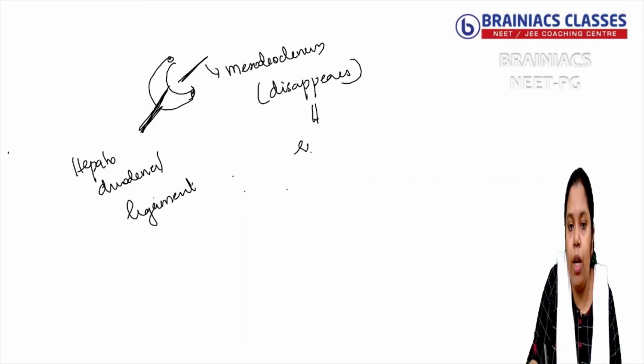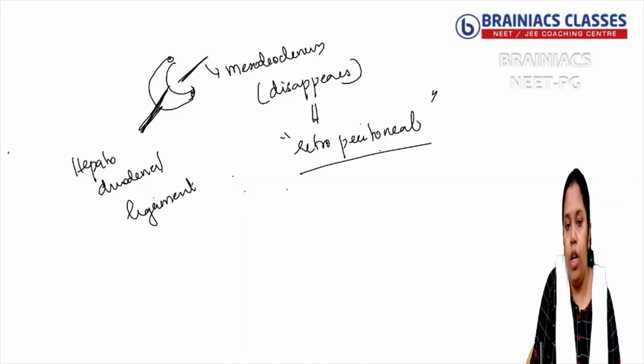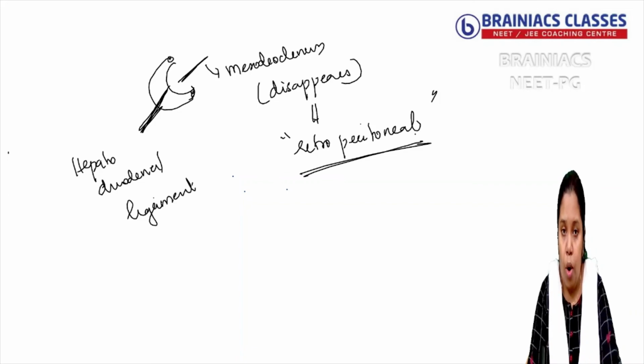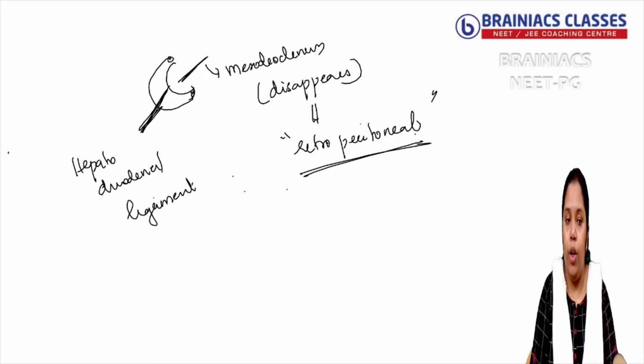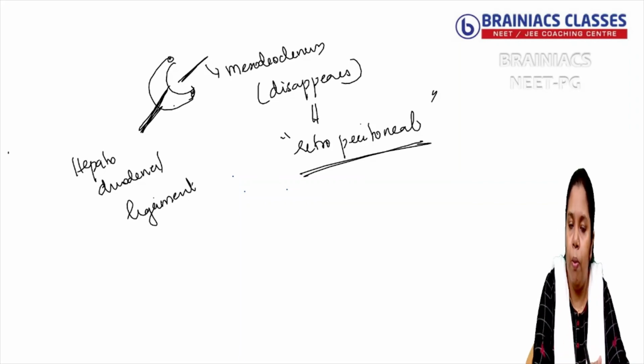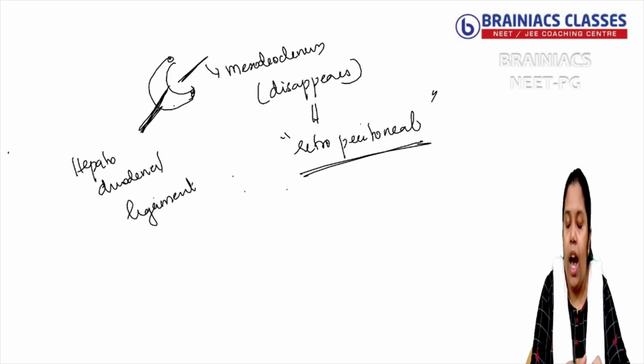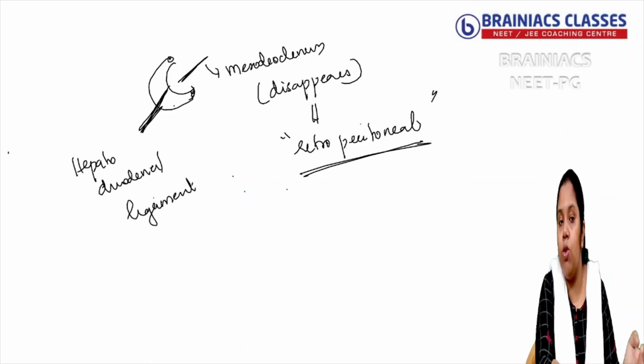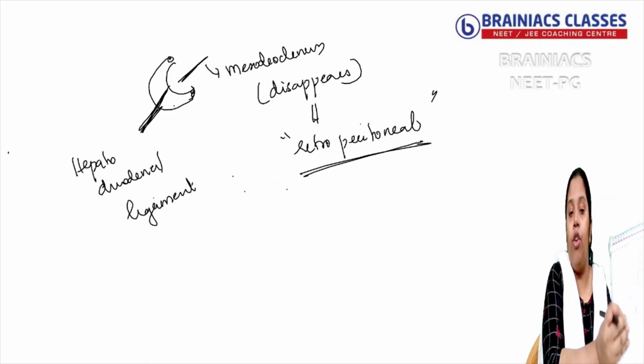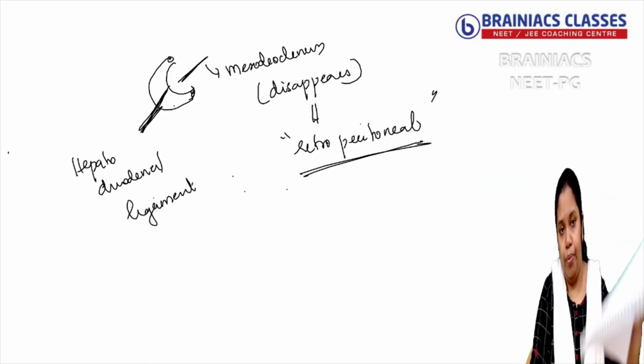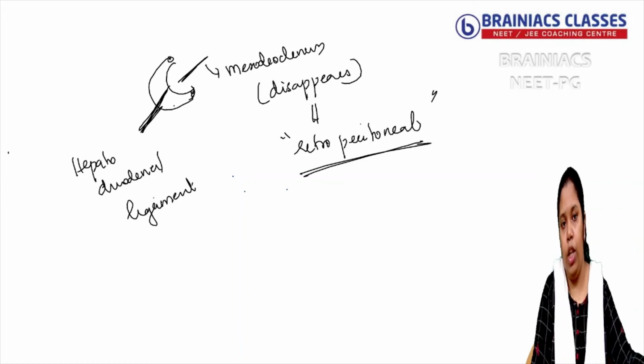That means it becomes retroperitoneal, right? The duodenum becomes retroperitoneal. Understand? So this is about the development of the duodenum. It is formed from the lower foregut as well as the midgut. The ventral mesentery forms the hepatoduodenal ligament, and the dorsal mesentery disappears, making the duodenum a retroperitoneal organ. Understand about the duodenal development?